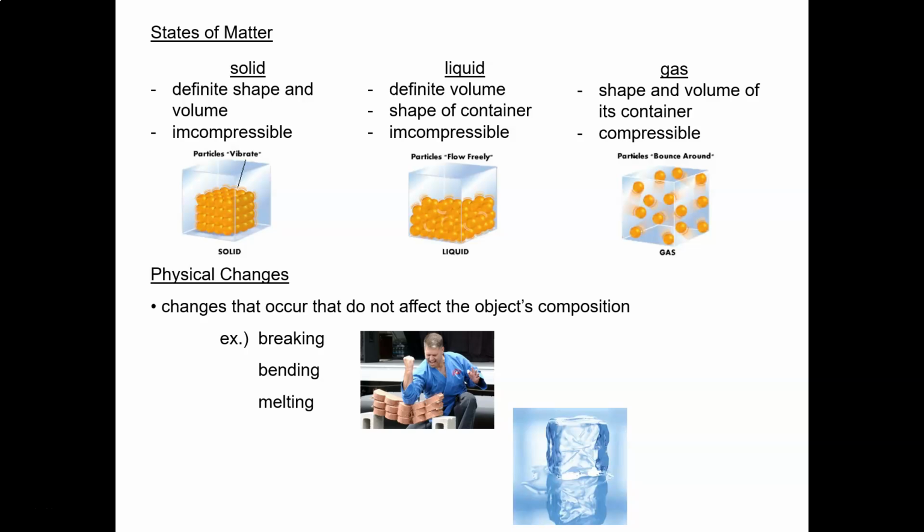All right, so I want you to know the difference. What is a physical property? Give me some examples of physical properties. How can they be useful to identify an object? What's a physical change that you could do to something and still keep it the same composition? And finally, what's the difference between a solid and a liquid and a gas? Important things to review.